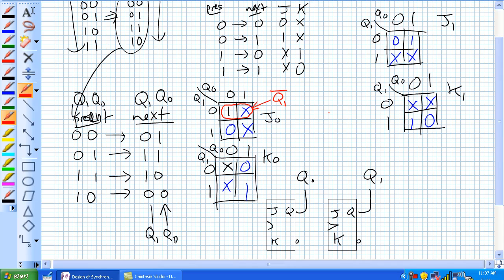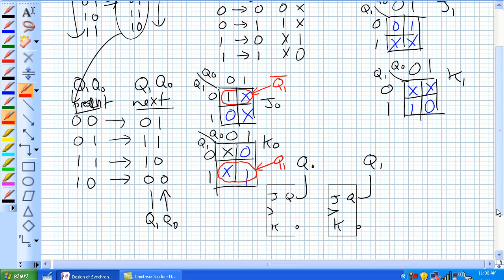Okay, so for K0, what are you going to do? You could do a bunch of different things here. What I would do, I would probably just do this guy right here. And again, it's the biggest group, the smallest number of groups. And what is that? Well, the only thing that's constant is Q1 being a 1. So what's the logical expression there? Just Q1.